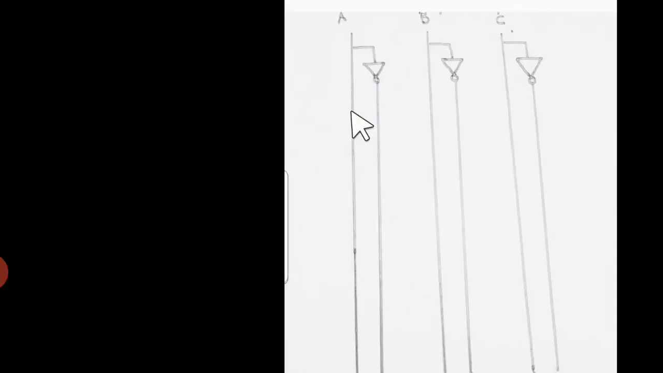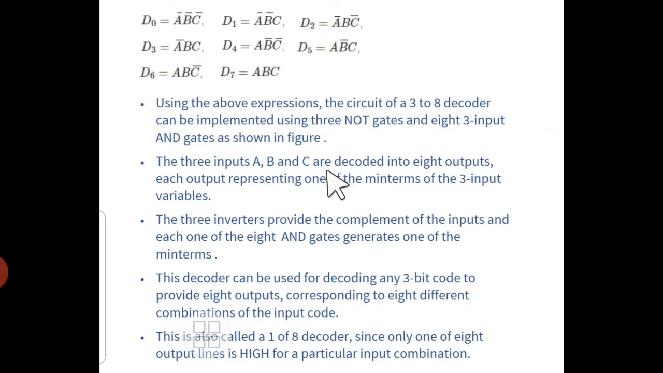So I'm getting back to the detail again. The 3 inverters I've just shown you, these inverters means NOT gates, provide the complement of the inputs, and each of the 8 AND gates generates one of the min terms. Alright. This decoder can be used for decoding any 3-bit code to provide 8 outputs corresponding to 8 different combinations of the input code. This is also called 1 of 8 decoder, since only one of the 8 output lines is high for a particular input combination.